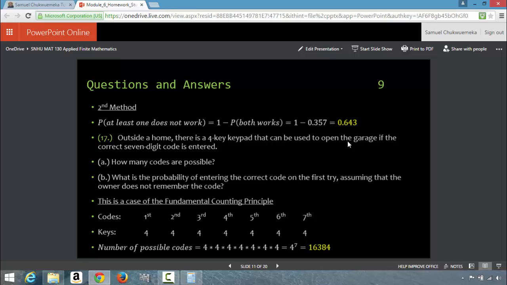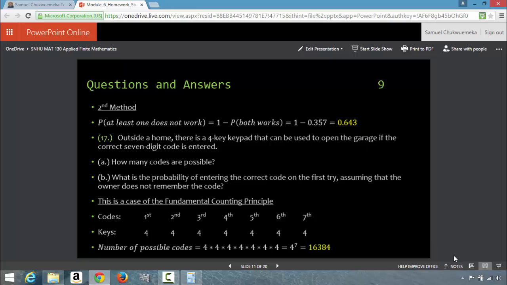Even if you don't understand any of these two ways, I can still find a way to explain it to you. Yeah, but this second way you can use it also. Probability that at least one does not work will be 1 minus probability that both works. So 1 minus 0.357. You still get the same answer.